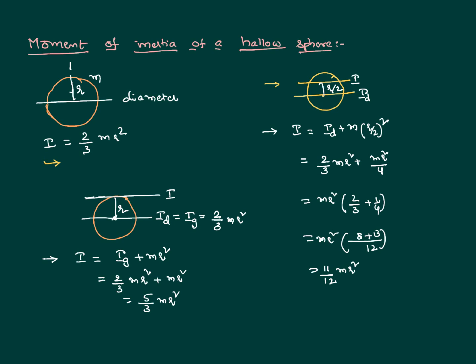Like this, whenever the body changes, the moment of inertia of the body changes, and the simplest way to calculate the moment of inertia without going to the integration approach is using the parallel axis theorem and the perpendicular axis theorem.